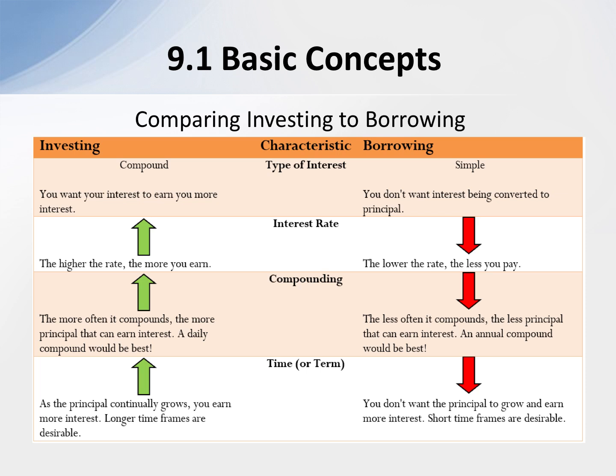However, if you are borrowing, well, the simple interest would actually be more beneficial. You don't want interest being converted to principal. You want the lowest rate possible so that you pay less. The less often it would compound, the less principal that can earn interest. So an annual compound would be best. You don't want the principal to grow and earn more interest. So short time frames are more desirable.